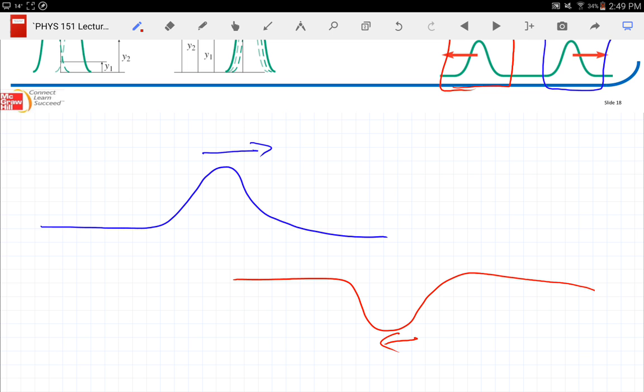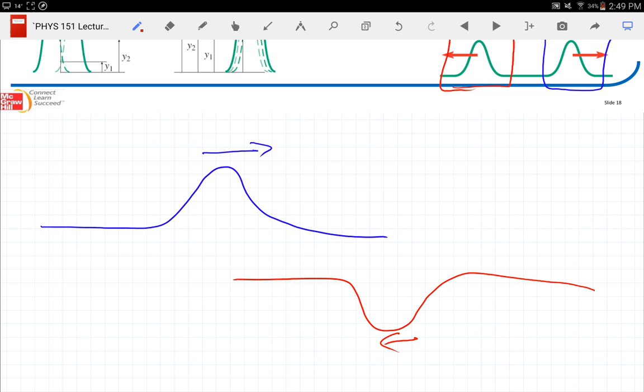So I have a string and I have two pulses going opposite directions. When they meet each other, the string is momentarily completely flat. Then it goes from completely flat to having the red one continue on the way it was going and the blue one continue on the way it was going. Now remember, we talked about the intensity had to do with the amplitude. Well, when it's completely flat, what's the amplitude? 0. And so it seems like we lost all the energy, right?